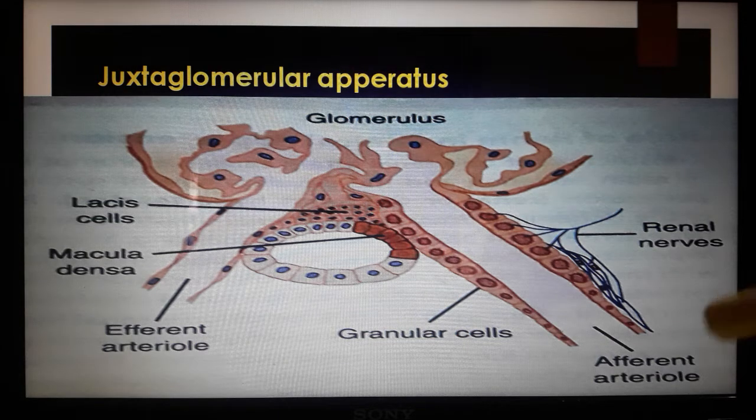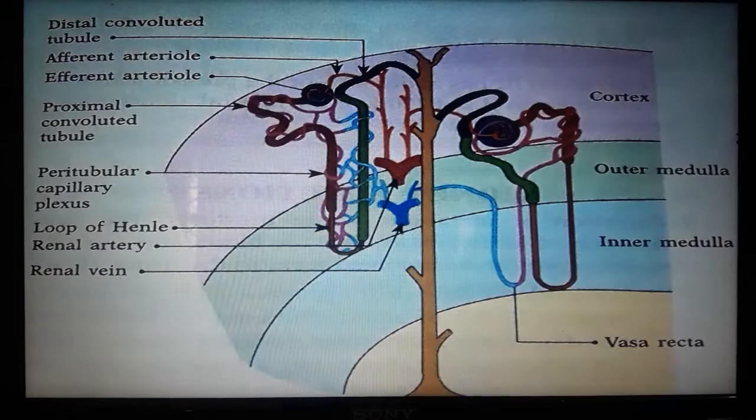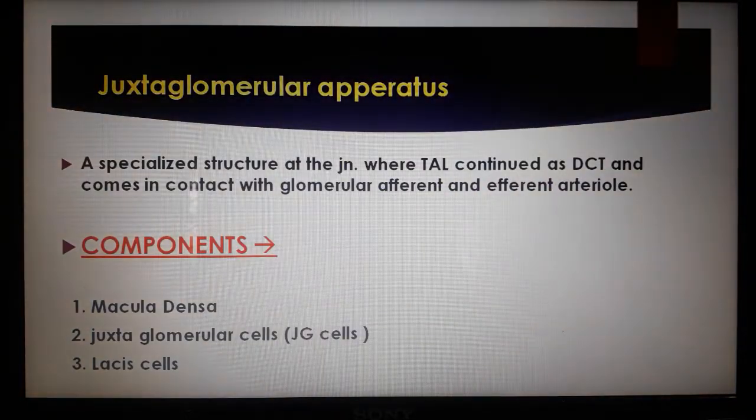Today we will start with juxtaglomerular apparatus. What is the juxtaglomerular apparatus? It is a specialized structure at the junction where the thick ascending limb continues as the distal convoluted tubule, and it comes in contact with the glomerular afferent and efferent arteriole.